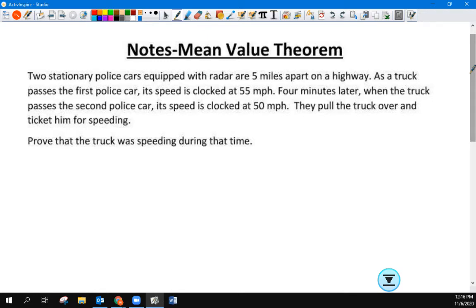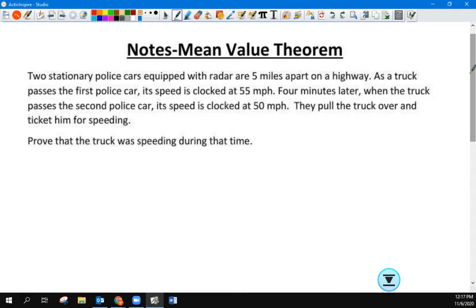As a truck passes the first police car, its speed is clocked at 55 miles an hour. 4 minutes later, when the truck passes the second police car, its speed is clocked at 50 miles per hour. They pull over the truck and ticket him for speeding. Prove that the truck was speeding during that time.